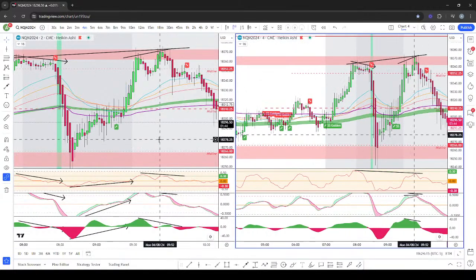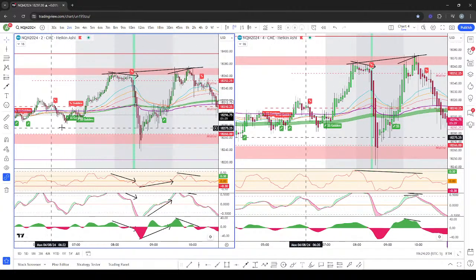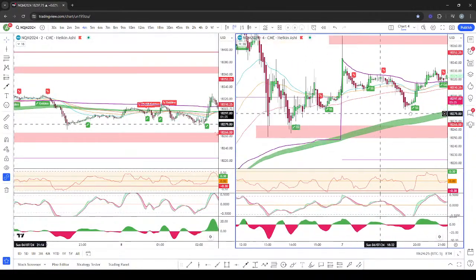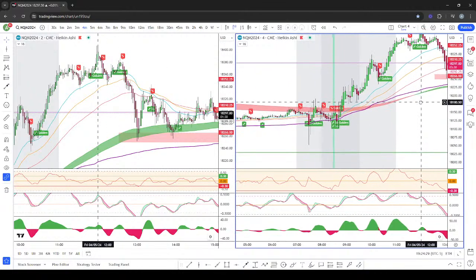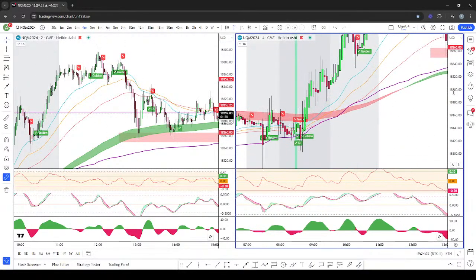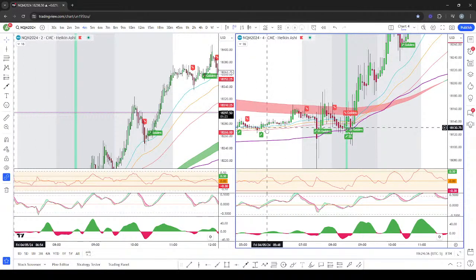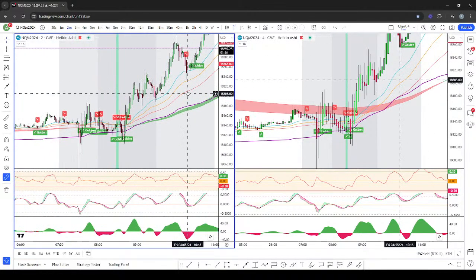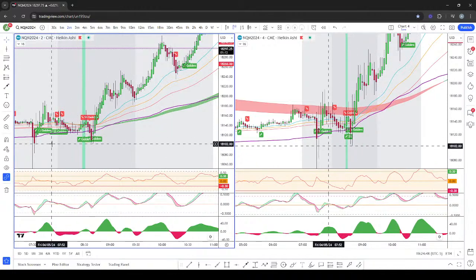Okay, so let's take a look and see what was happening on Friday and see if we can find some nice divergences here. So on Friday, we can see here, let me just kind of zoom in on the 2 minute. Okay, so you can really see what's going on here.